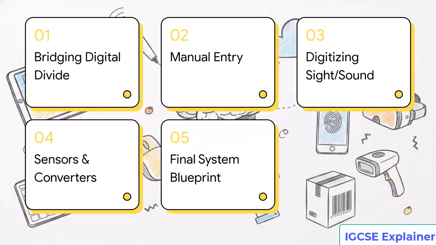Okay, let's look at our agenda. We'll start with bridging the digital divide, move into manual entry and navigation, then cover digitizing sight and sound, passive sensors and converters, and finally, we'll wrap it all up with the final system blueprint.